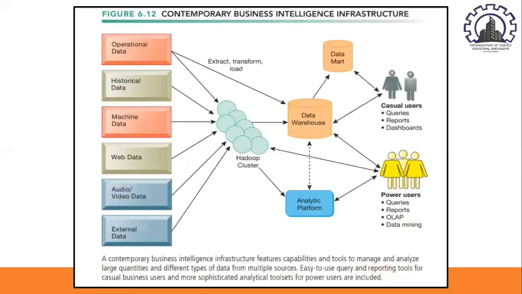Now, as you can see in Figure 6.12, it illustrates a contemporary business intelligence infrastructure using the technologies we have just described, right? Current and historical data are being extracted from multiple operational systems, along with web data, machine-generated data, unstructured audio or visual data, and data from external sources that have been restructured and reorganized for reporting and analysis. Hadoop clusters pre-process big data for use in the data warehouse, data marts, or an analytic platform, or for direct querying by power users. Outputs include reports and dashboards, as well as query results, okay?